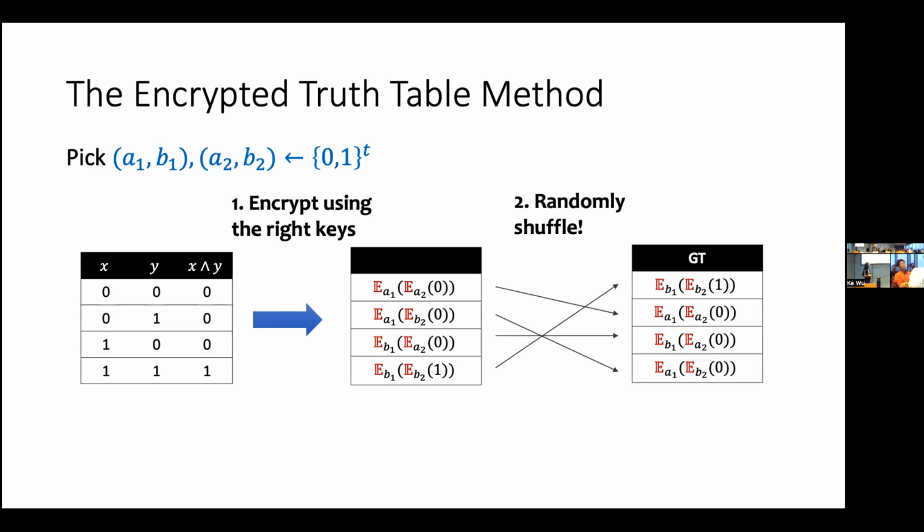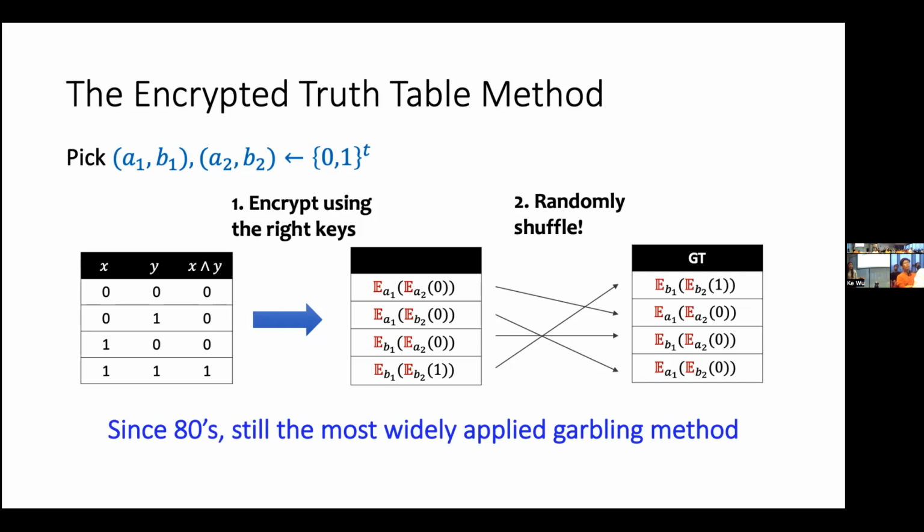And now what happens is that if you're given one pair of keys, say A1, A2, which corresponds to input values 0 and 0, you will be able to decrypt exactly one row, effectively performing the computation of AND, and you don't learn anything about the 0 and the 0 part.